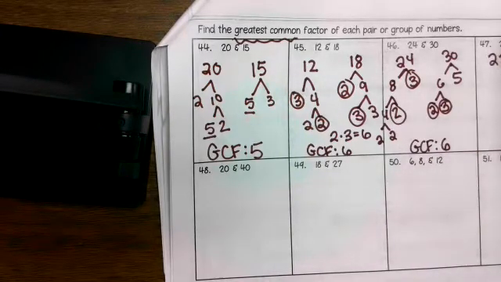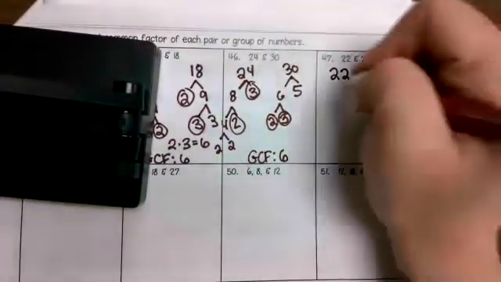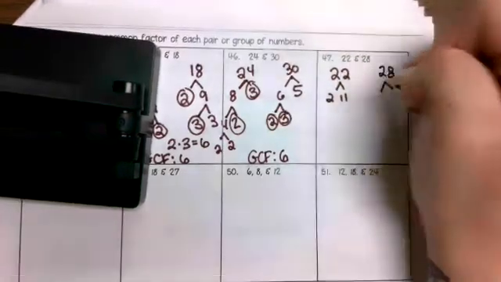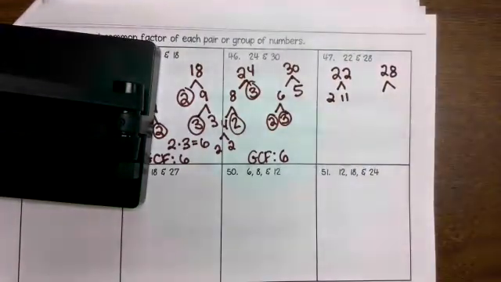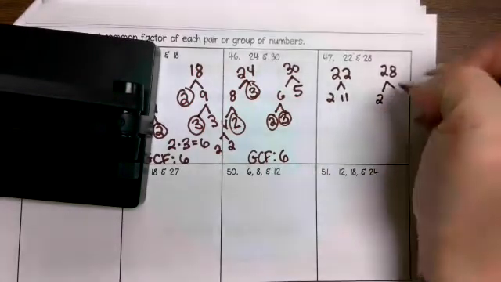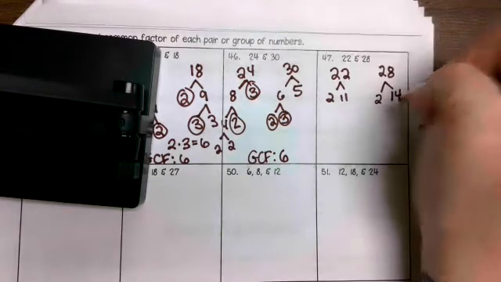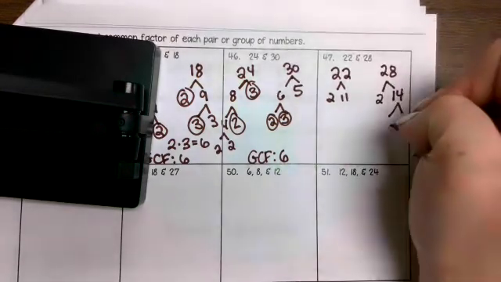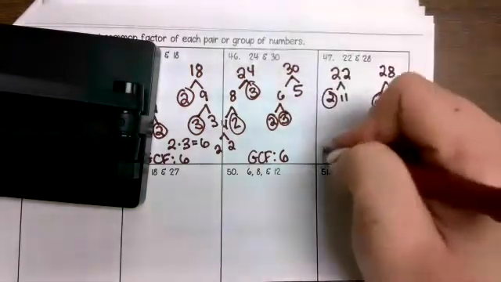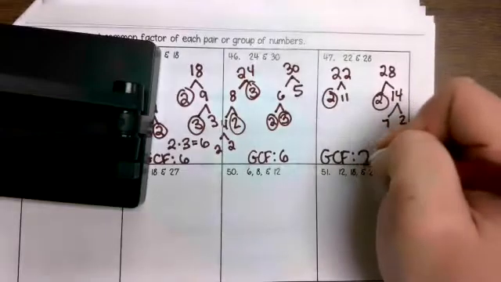Now I'm going to do 22, which you cannot see. Give me just a second. All right, 22 breaks down to 2 and 11. 28 breaks down into, let's see. I know I can take a 2 in there because 2 times 14 is going to give me 28. And then I can break my 14 down to a 7 and 2. So I'm seeing 2 is what I have in common here. So my GCF is 2.